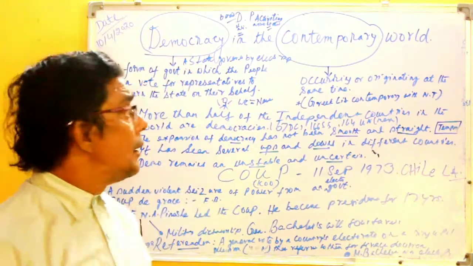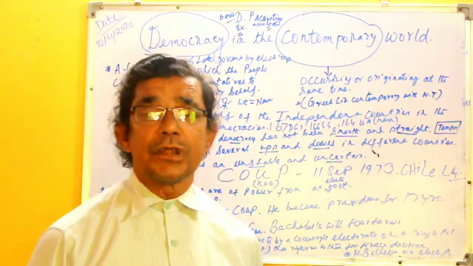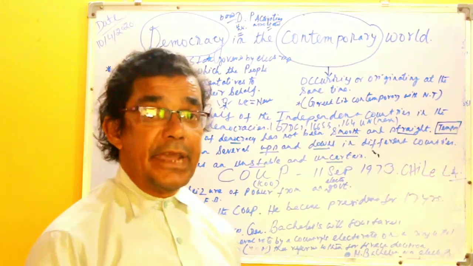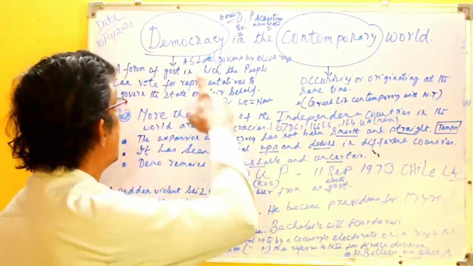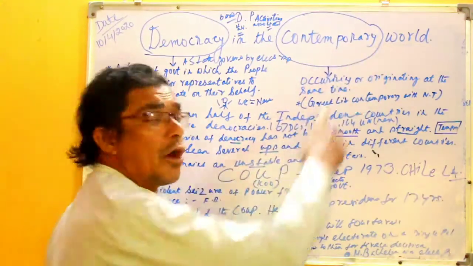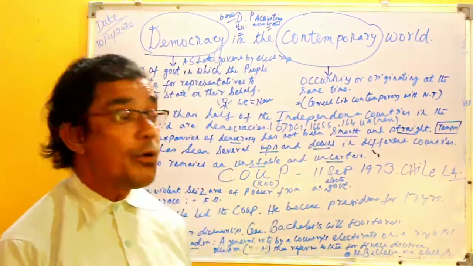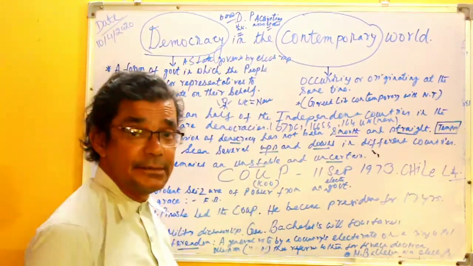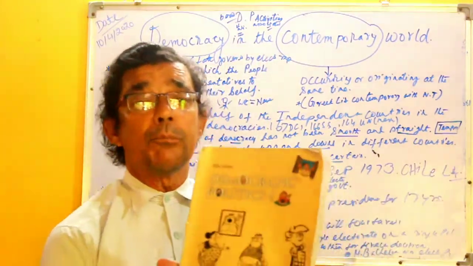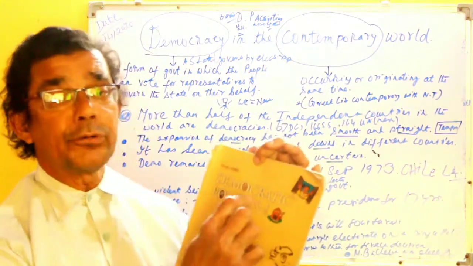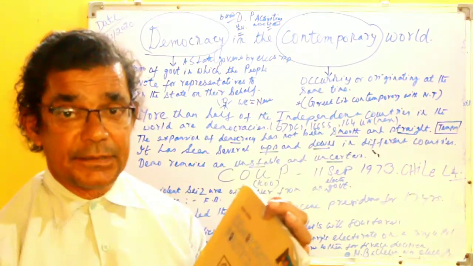Today I am going to start with class 9. The name of the lesson is Democracy in the Contemporary World. Now, before we go to this lesson, if you see your book, the name of the book is Democratic Politics.